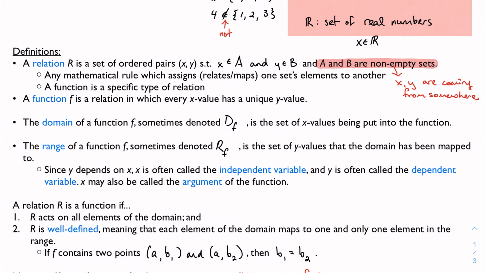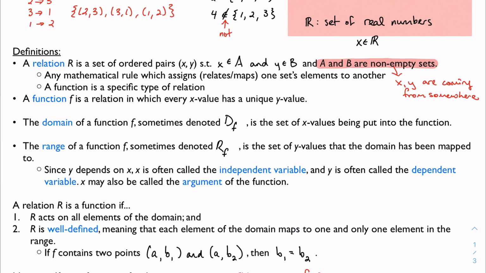So I could come up with a relation, or it's just any kind of mathematical rule. And it maps maybe 2 to 3, and 3 to 1, and 1 to 2. And that could be my relation. I could express that as a set of ordered pairs: 2 goes to 3, and 3 goes to 1, and 1 goes to 2. And that's just a relation. Nothing fancy, it just maps one thing to another.